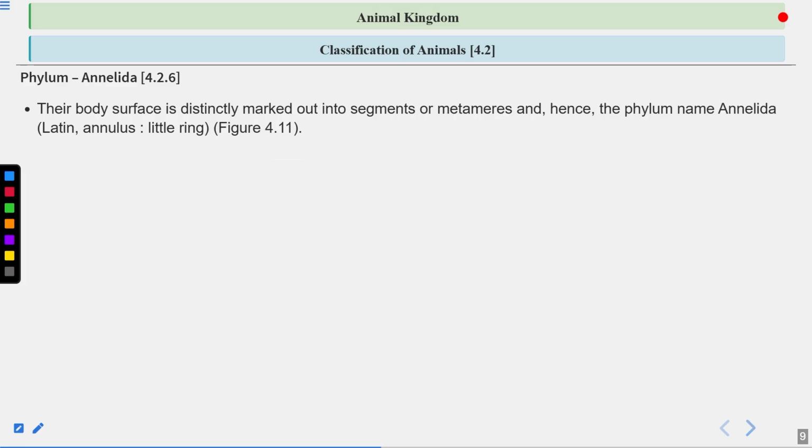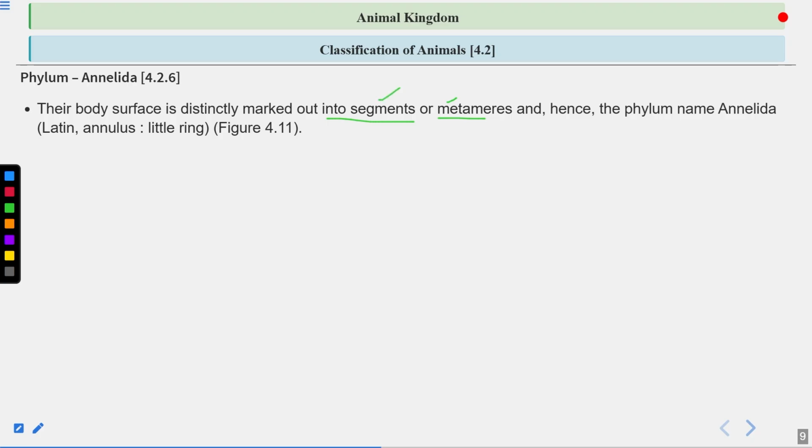Their body surface is distinctly marked out into segments. See here, the metamers. What is the meaning of metamers? That is the segment. So either you write metamer or segment, that is the same thing. And that is why they are called metamerically segmented. Metamerically segmented, that is, segmentation demarcation is present from the outer side as well as from inside.